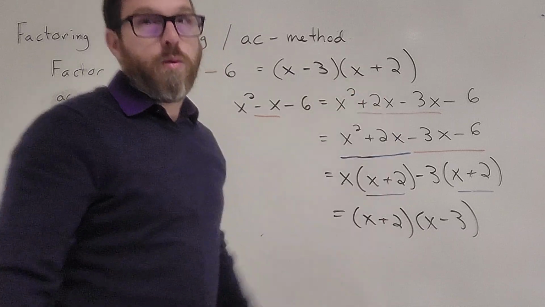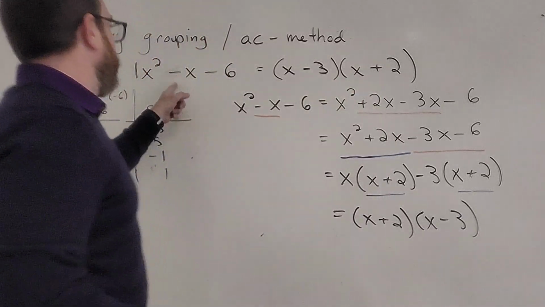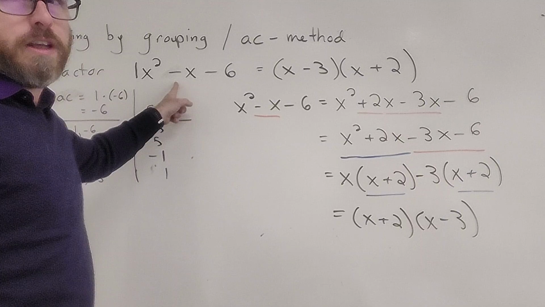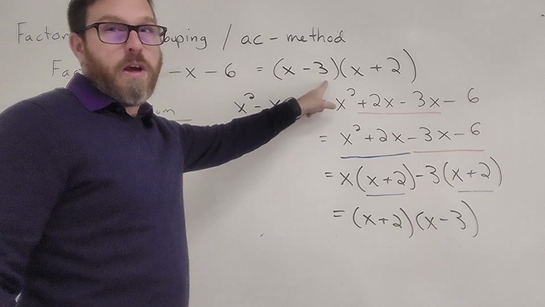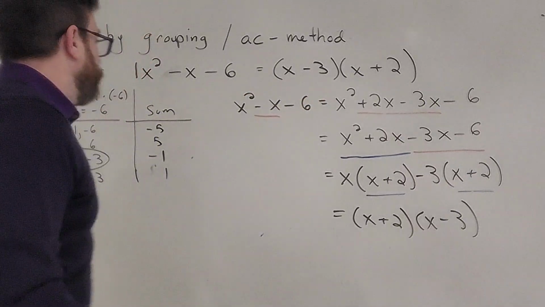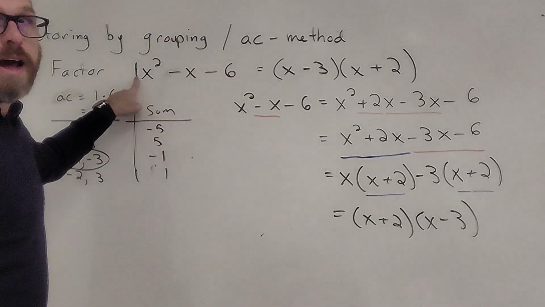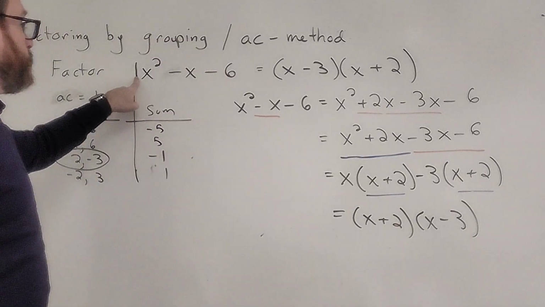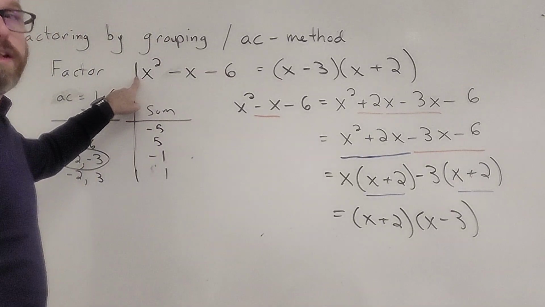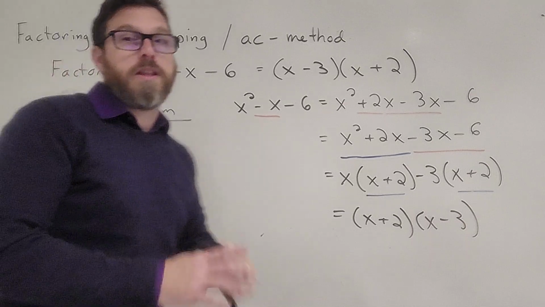Now I know you'd ask, why would you do the AC method on a trinomial like this? Well, you wouldn't, because we're really good at this. What the AC method is really handy for is coefficients that are not equal to 1. So let's put some coefficients not equal to 1 and see if you like this method as opposed to the guess and check method that is in the other video.